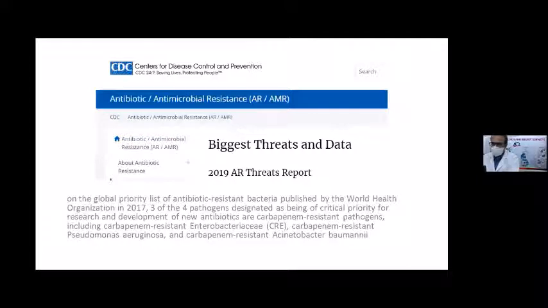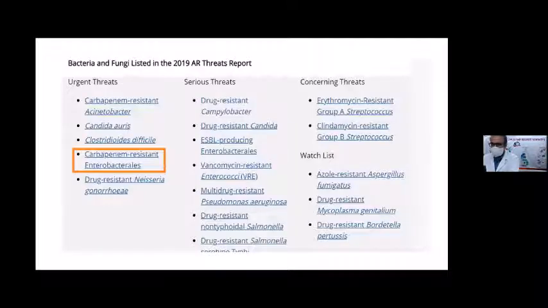Now this slide shows what the CDC said in their antimicrobial resistance statement. They have quoted WHO saying that 3 out of 4 pathogens designated as critical priority for research and development of new antibiotics are carbapenem-resistant pathogens, including carbapenem-resistant Enterobacteriaceae, carbapenem-resistant Pseudomonas, and carbapenem-resistant Acinetobacter. This is what the WHO said in 2017, and based on that, the CDC has given a list of threats.